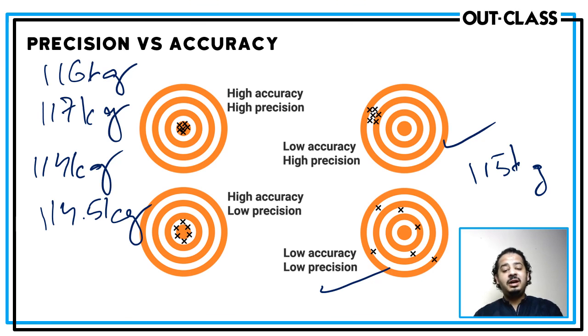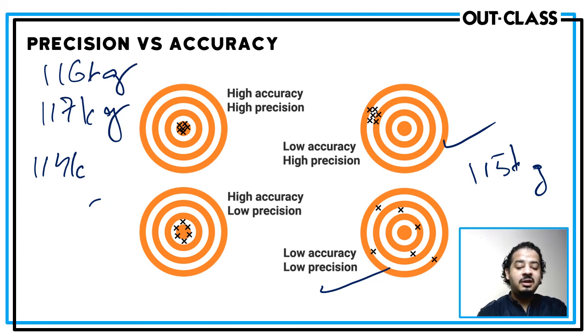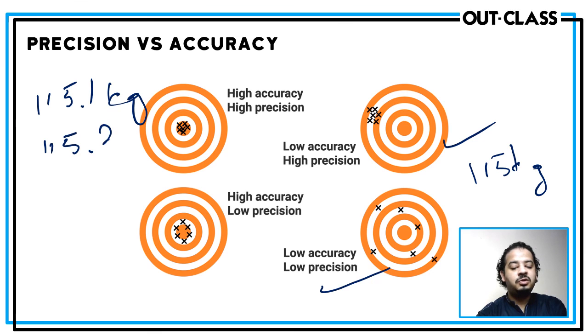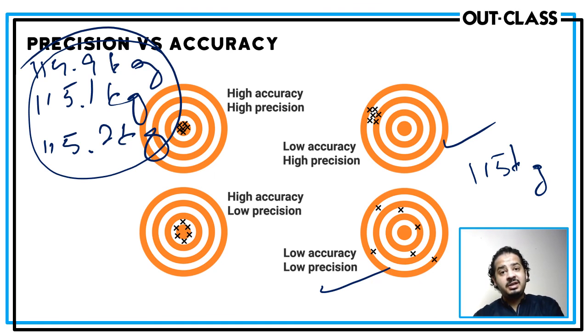So, what would a high accuracy, high precision set of readings look like? What your common sense says, it would look like this: 115.1 kg, 115.2 kg, 114.9 kg. These are fairly precise, respectable readings, and at the same time, they're very accurate. So again, precision means how much in agreement your readings are with each other, how close your readings are to each other, and accuracy means how close you are to the actual value.